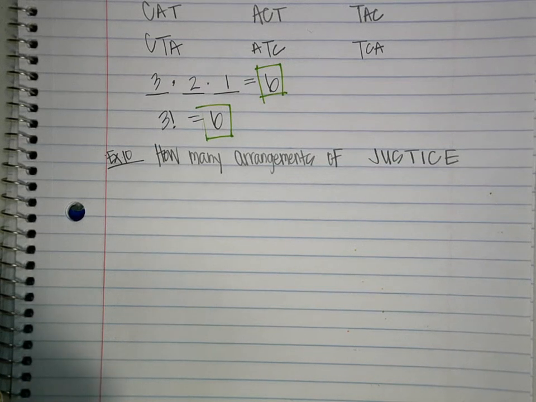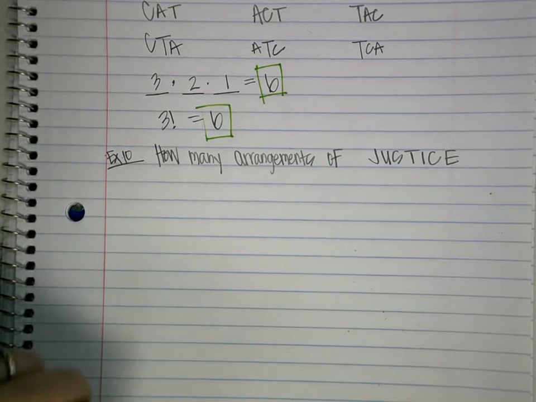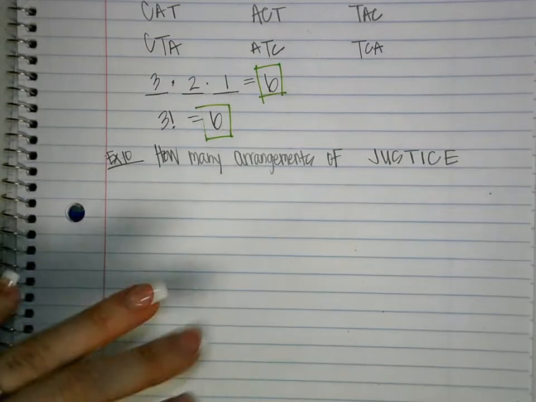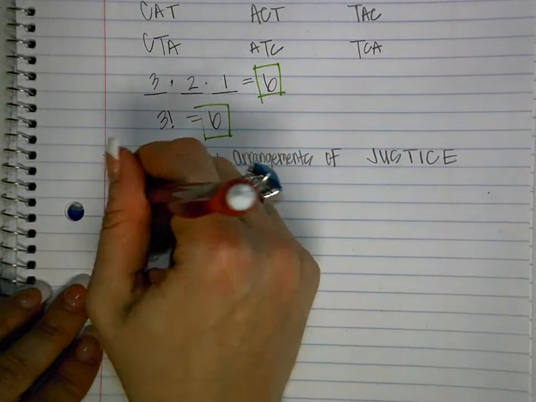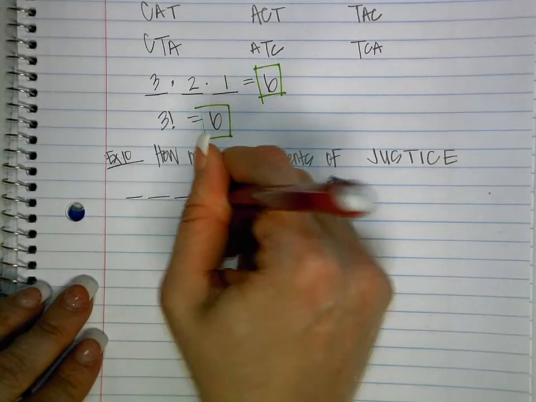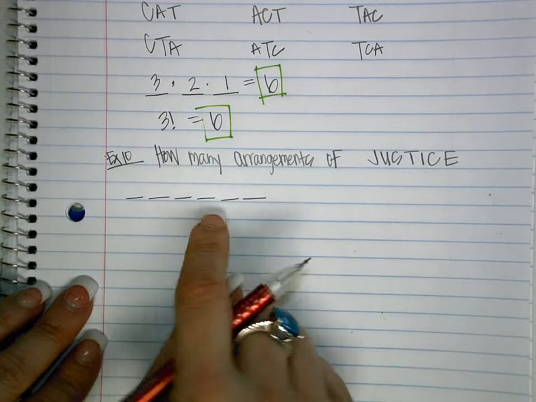There are three different ways you could do this. You could start writing out all the arrangements, okay? But I'm guessing there's going to be a lot. Or you can use the fundamental counting principle. I could write out my 7 spaces. 1, 2, 3, 4, 5, 6, 7.